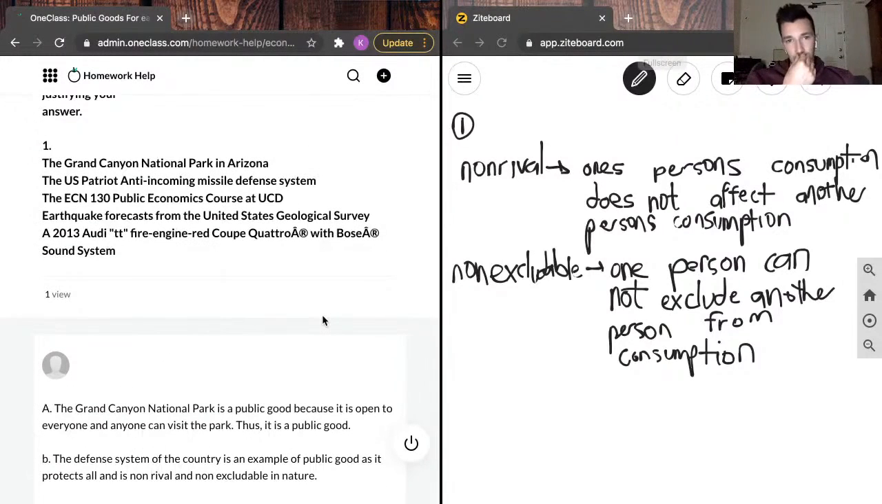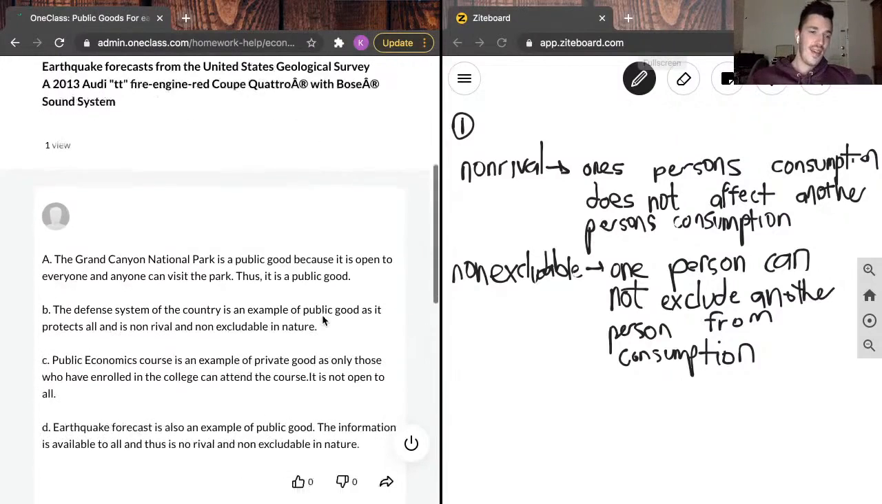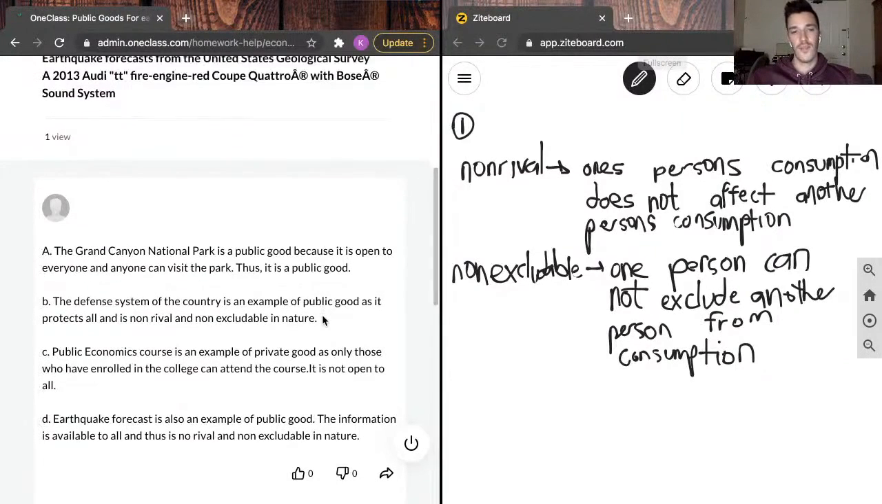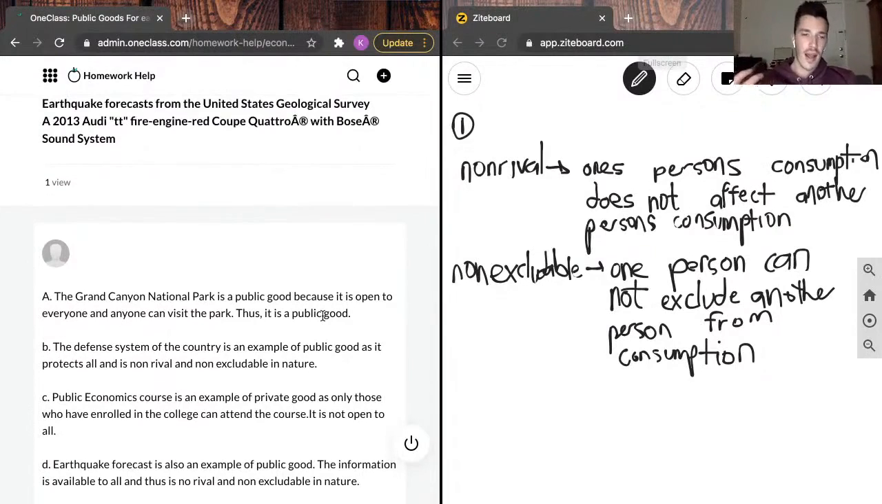Earthquake forecast from the United States Geological Survey. They said that earthquake forecast is also an example of a public good. The information is available to all and thus is non-rival and non-excludable in nature. So me hearing the earthquake forecast doesn't take away from your ability to hear the earthquake forecast. Therefore, it's non-rival. And I can't stop you or anyone else from listening to the earthquake forecast because it is broadcast on a radio station that anyone can access.